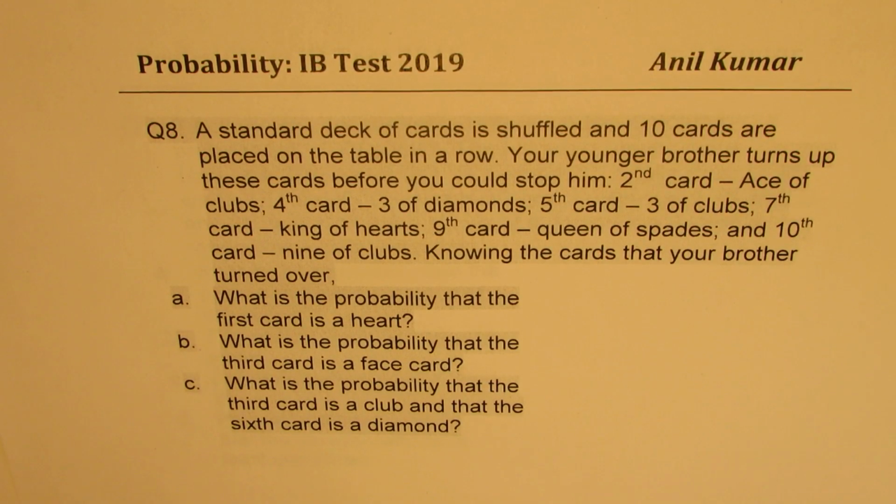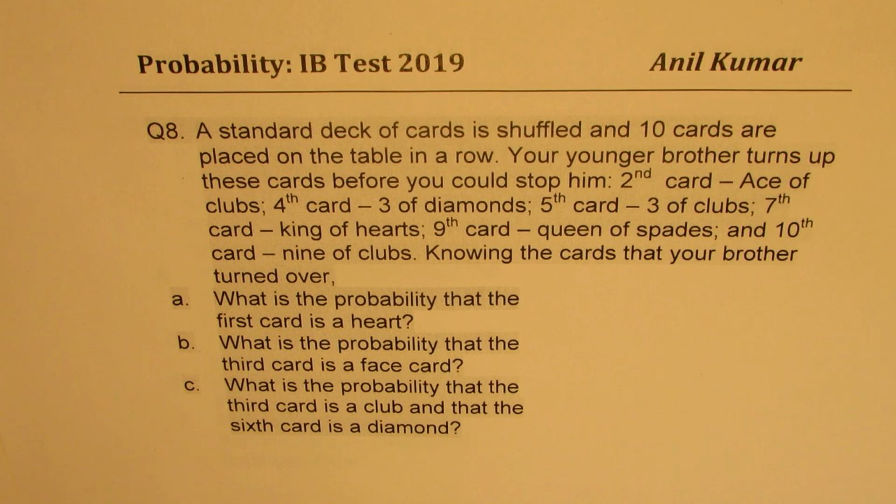Question number 8. A standard deck of cards is shuffled and 10 cards are placed on the table in a row. Your younger brother turns up these cards before you could stop him. Second card is ace of clubs, fourth card is 3 of diamonds, fifth card is 3 of clubs, seventh card king of hearts, ninth card queen of spades, and 10th card 9 of clubs.